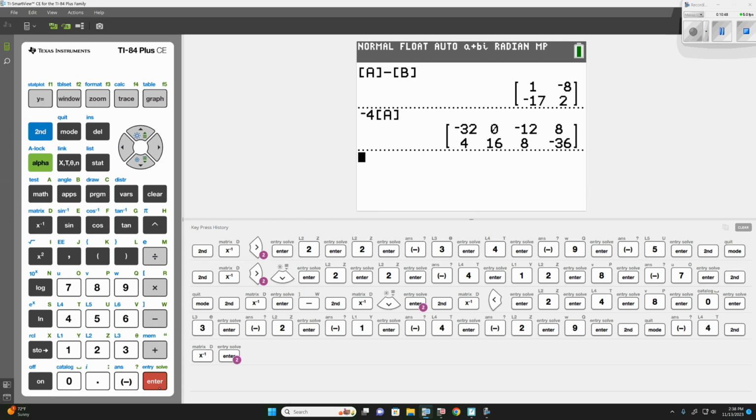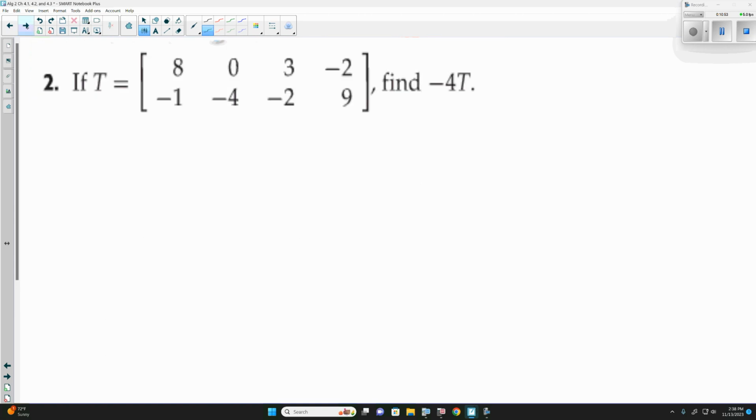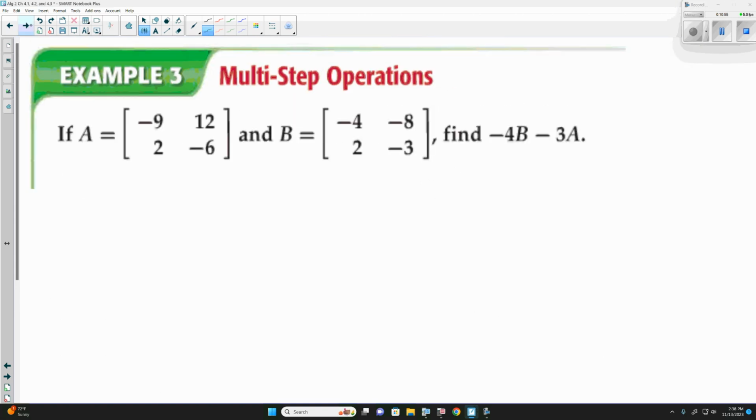Questions on this here? Now we can also do these operations, addition, subtraction, with scalar multiplication. So we can say -4B minus 3A. So we can multiply matrix B by -4, multiply matrix A by -3, and then subtract them. And it would get us our answer.